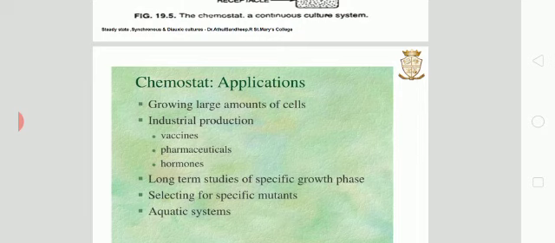Chemostat applications: growing large amounts of cells, industrial production of vaccines, pharmaceuticals, hormones, long-term studies of a specific growth phase, selecting for specific mutants, and aquatic systems. All these are uses of the chemostat.